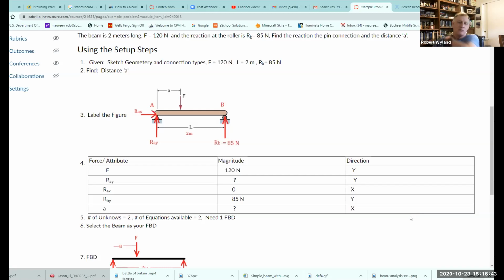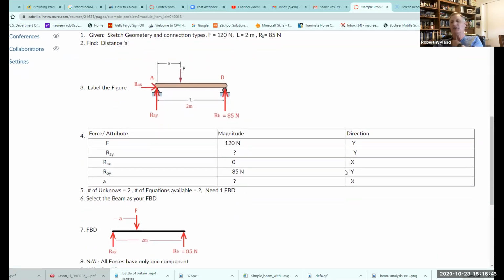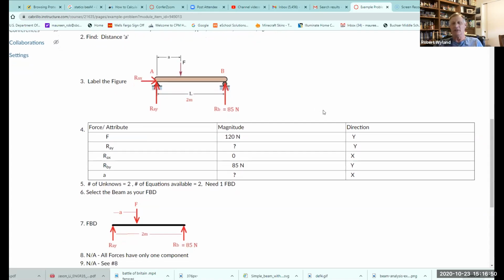Usually the geometry is given. That's usually the part that you do know, but in this case, you don't.